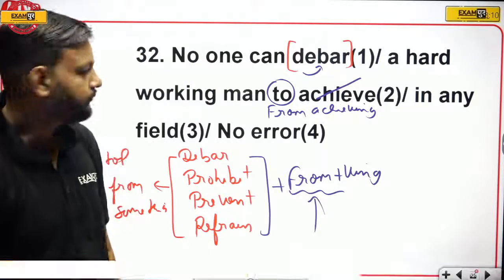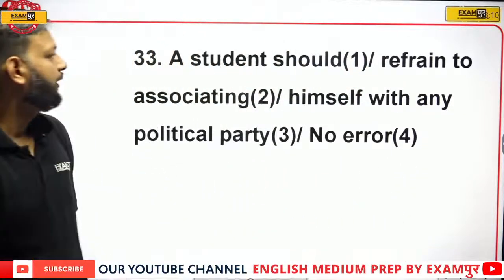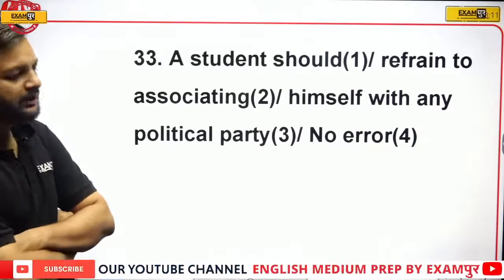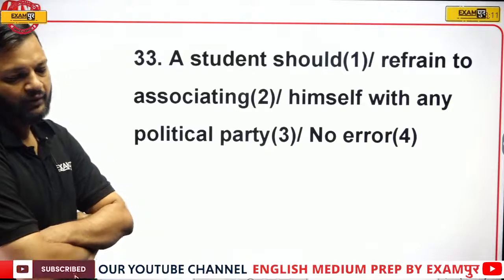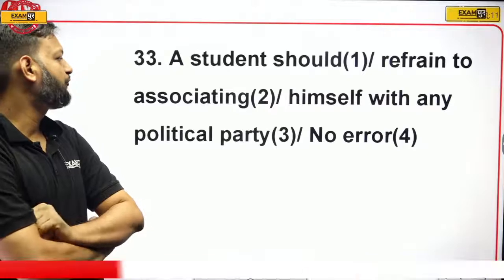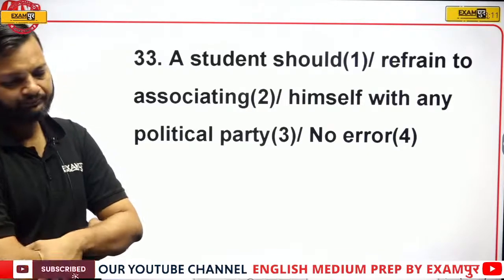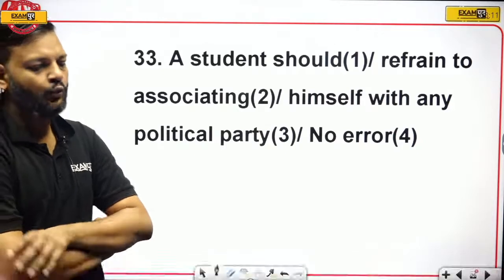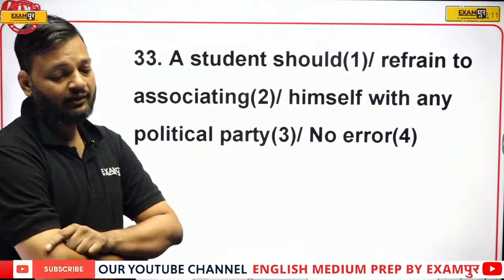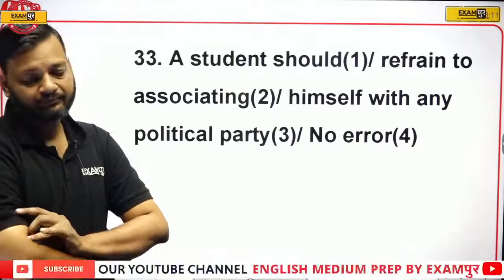Okay, now the next one. A student should refrain to associating himself with any political party. Okay, what is the error in this sentence? A student should refrain to associating himself with any political party. What is the error in this sentence? I have just explained this concept to you. A student should refrain.